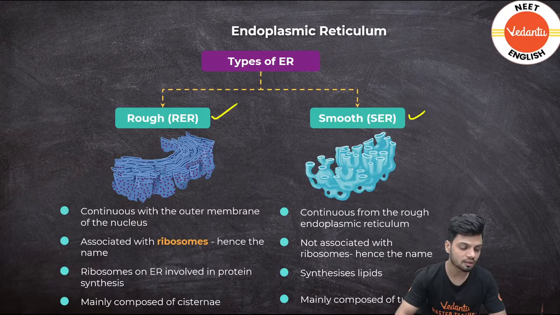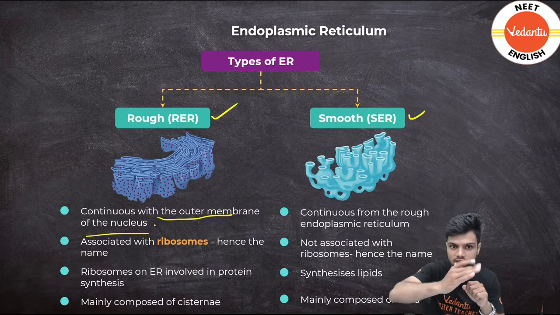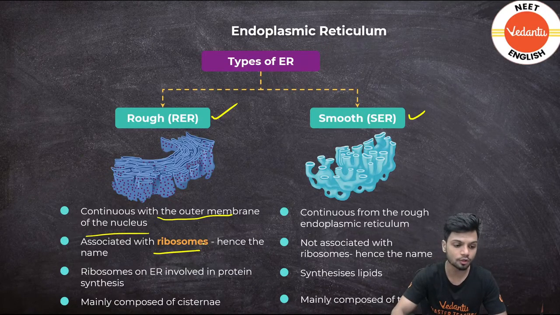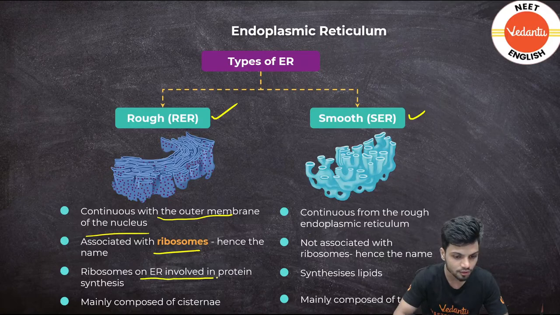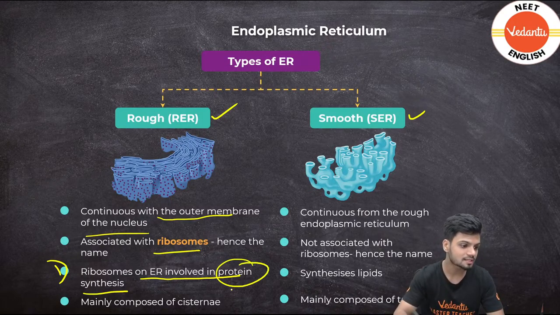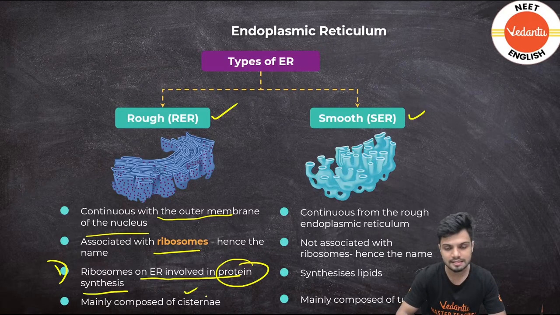Rough endoplasmic reticulum is continuous with the outer membrane of your nucleus. It is associated with ribosomes, as I already told you. Ribosomes on the ER are involved in protein synthesis. That is the main function of your rough endoplasmic reticulum: protein synthesis. It is mainly composed of cisternae. Now, what about smooth endoplasmic reticulum?